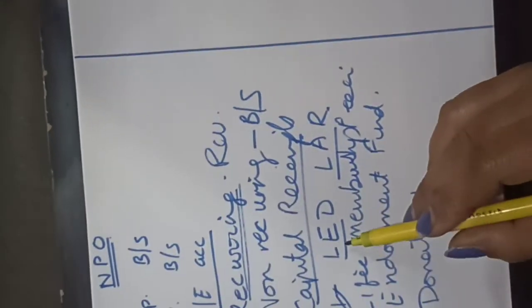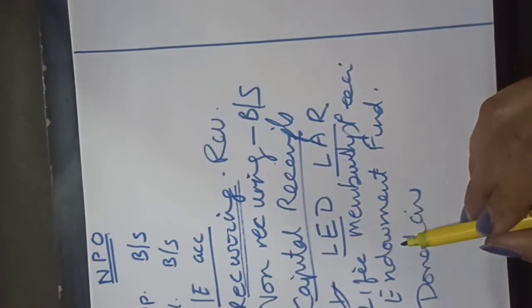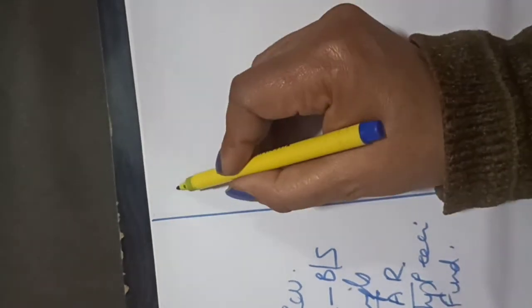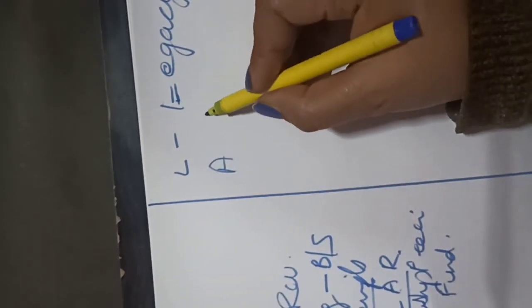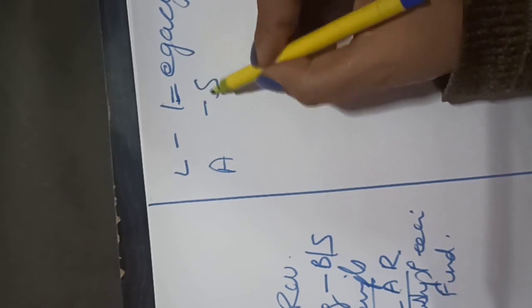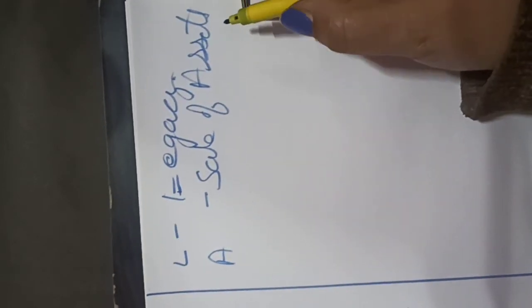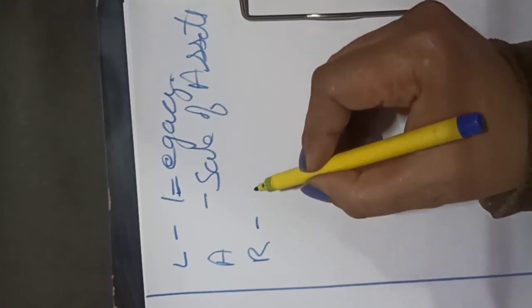Then after LED, next are LAR. L means life membership fee. E means endowment fund. D means donation. Next L means the legacy. A means the sale of assets. And R means the reserves.